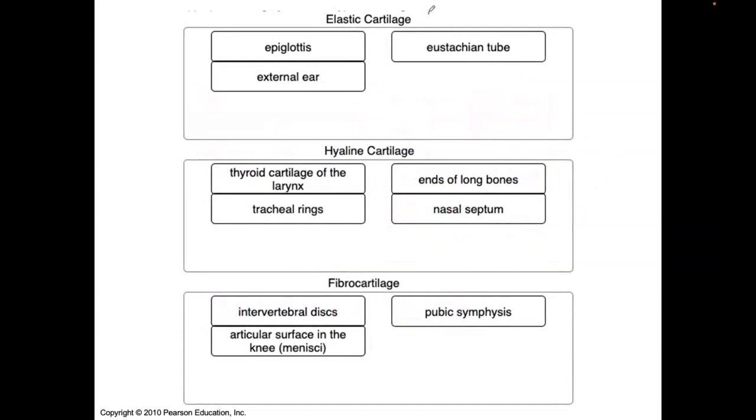Okay, now we have the different types of cartilage. There's elastic cartilage, there's hyaline cartilage, and there's fibrocartilage. And they're giving different examples of cartilage that's found throughout the body, and you would have to put it under what category. So the fibrocartilage, these are type 1 collagen fibers. These are the thick ones, strongest in the body. So you have the intervertebral discs, the menisci of the knee, and the pubic symphysis. That's fibrocartilage.